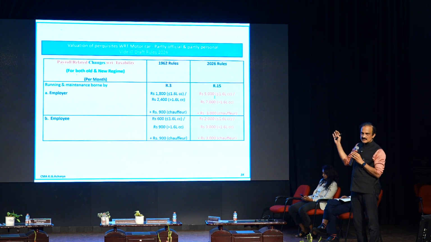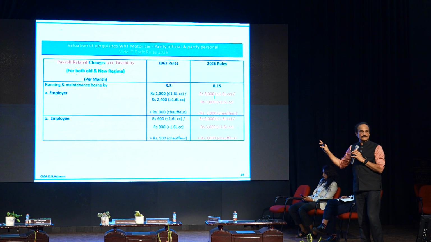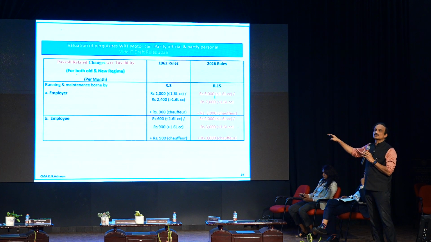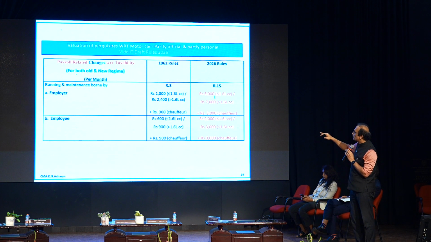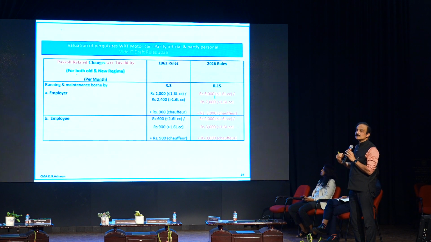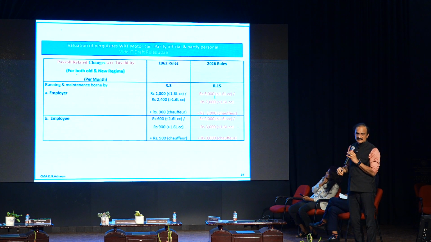A lot of suggestions have gone into this. This is based on the draft rules that I am telling. But if this becomes the final, I'm sure they will not keep it at 2,400, but they will increase it. And if it is with a chauffeur, instead of plus 900, it will become plus 3,000 rupees. So that is how for a big car, it will be 10,000 rupees per month instead of 3,300 rupees per month getting taxed as perquisite.